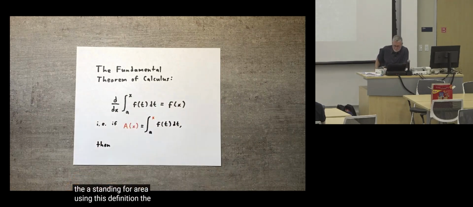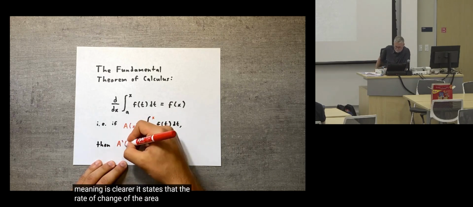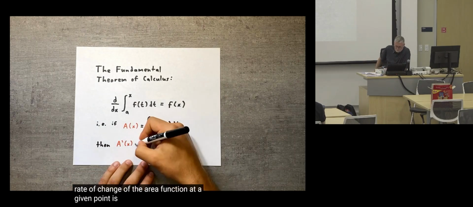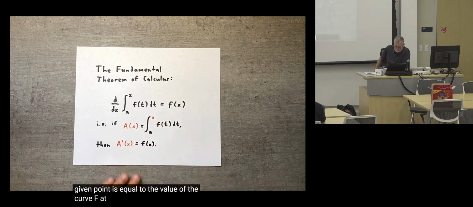Using this definition, the fundamental theorem looks much simpler and its meaning is clearer. Differentiation undoes integration. It states that the rate of change of the area function at a given point is equal to the value of the curve f at that point. Let's see if we can understand what this means and why it's true.